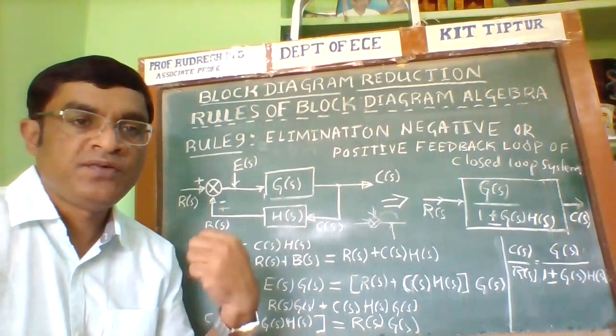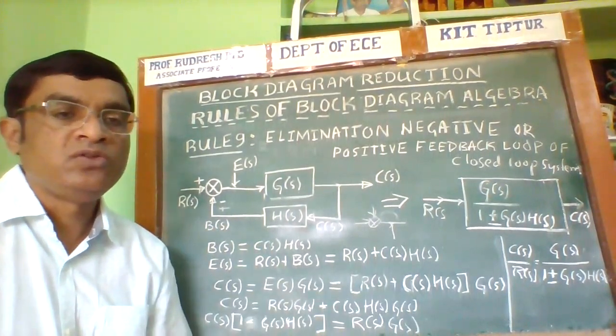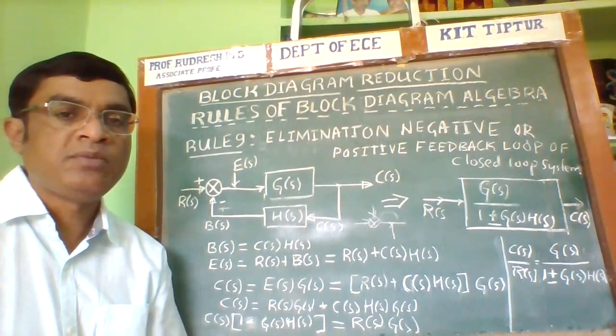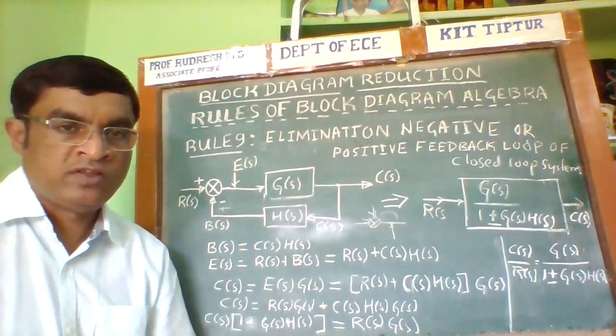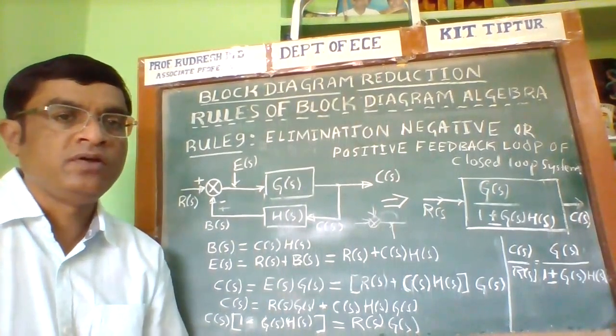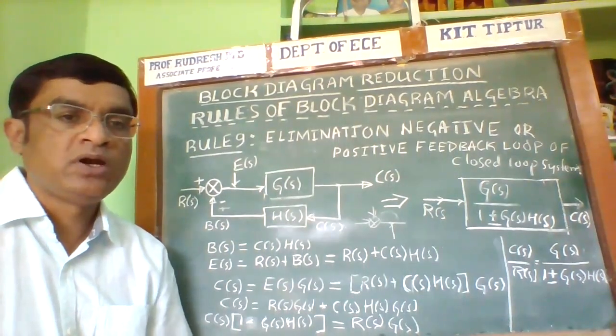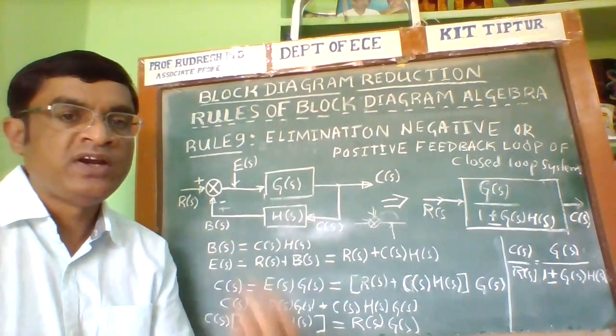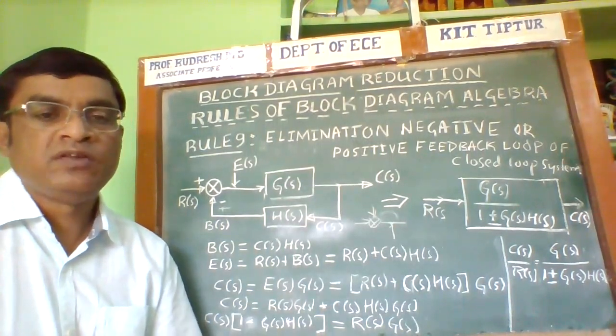In this session, I have explained the important rules necessary for reducing the block diagram and finding the overall gain of a system. In the next session, I am going to discuss how to reduce a given block diagram and find the overall gain of a system with an example.